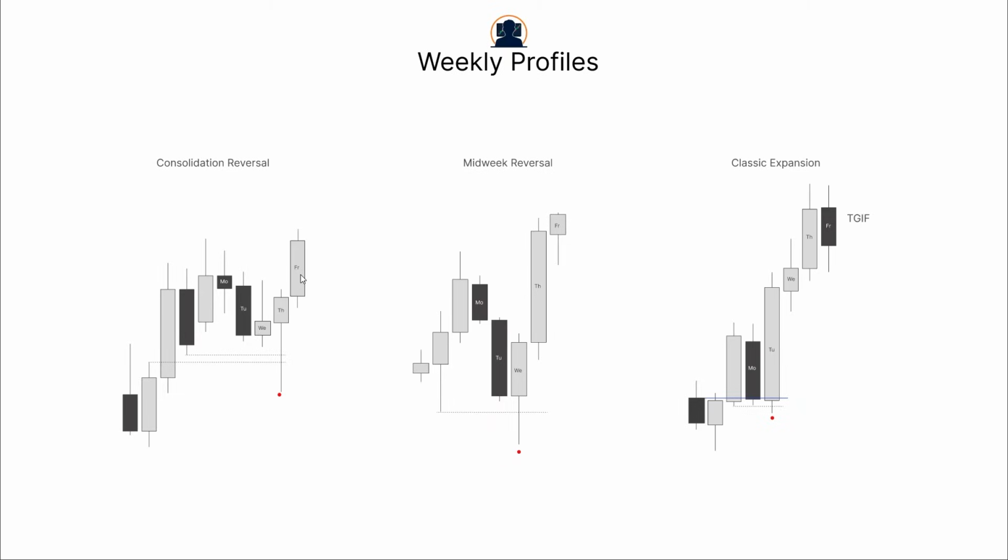then you can look to trade Friday. And we have our second weekly profile, which is the midweek reversal. This is when the low of the week forms on Wednesday. We can have Monday open and not trade into any relevant key level.